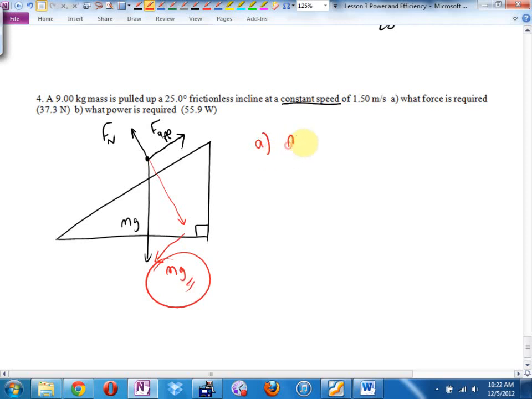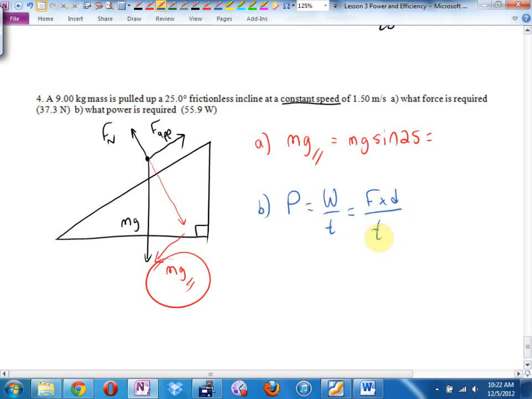I think it's going to be, which of the two lines is sine? We can thank Cole in my other class for that. It's going to be mg sine of 25. That's how big the force is if you want to pull it up at a constant speed. B. What does B want me to find, Paige? Power, which we defined as work over time. And that's going to be force times distance over time.